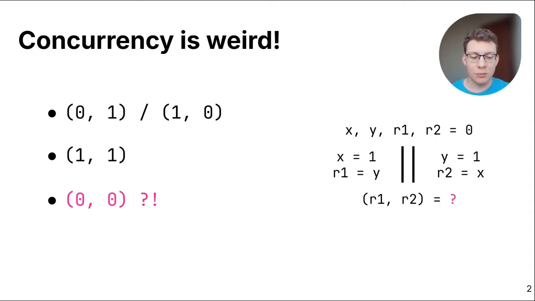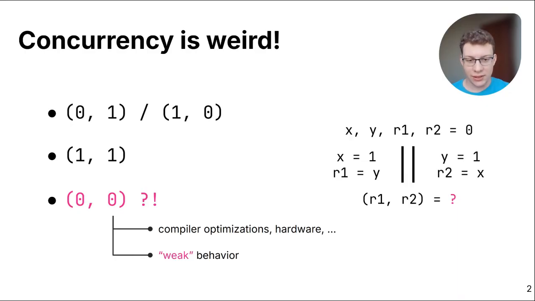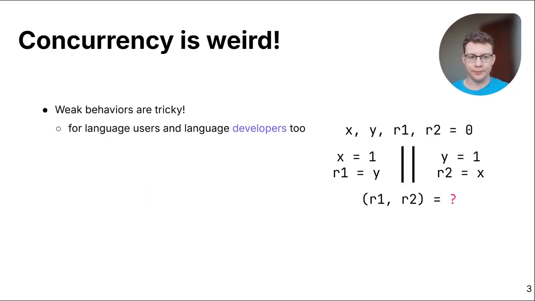It may seem impossible at first, but in practice, the compiler can perform optimizations on our code, such as reordering independent instructions, and also the CPU can buffer some operations, and so on. Such behaviors that cannot be explained by a simple interleaving of program statements are called weak, and they are the main interest of our tool.